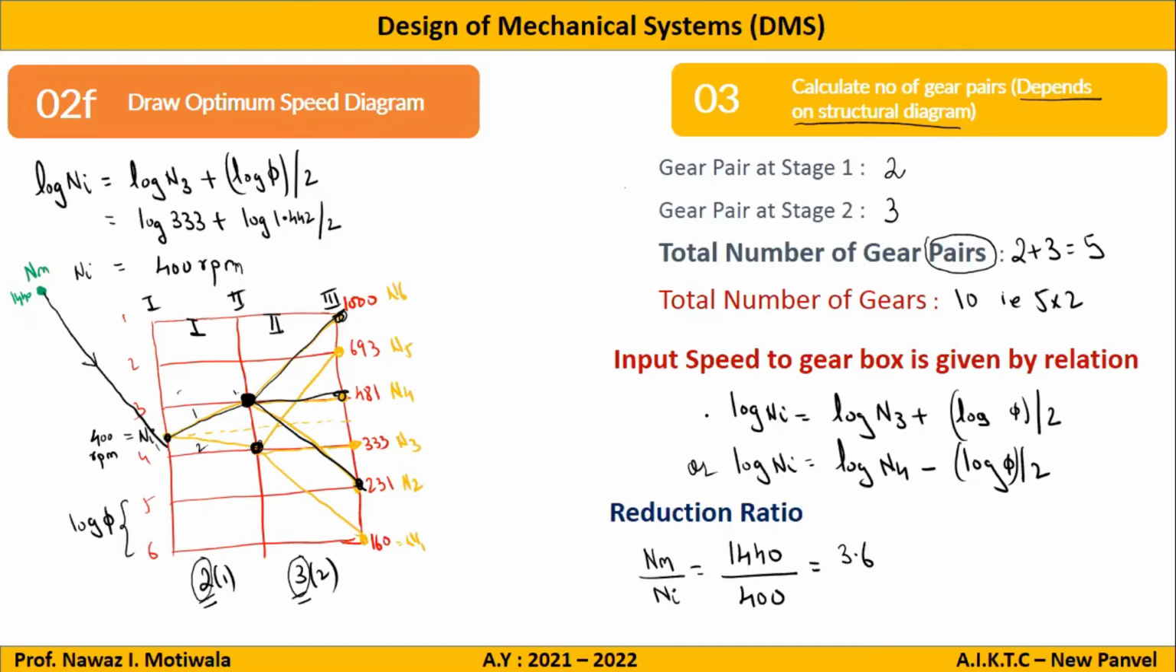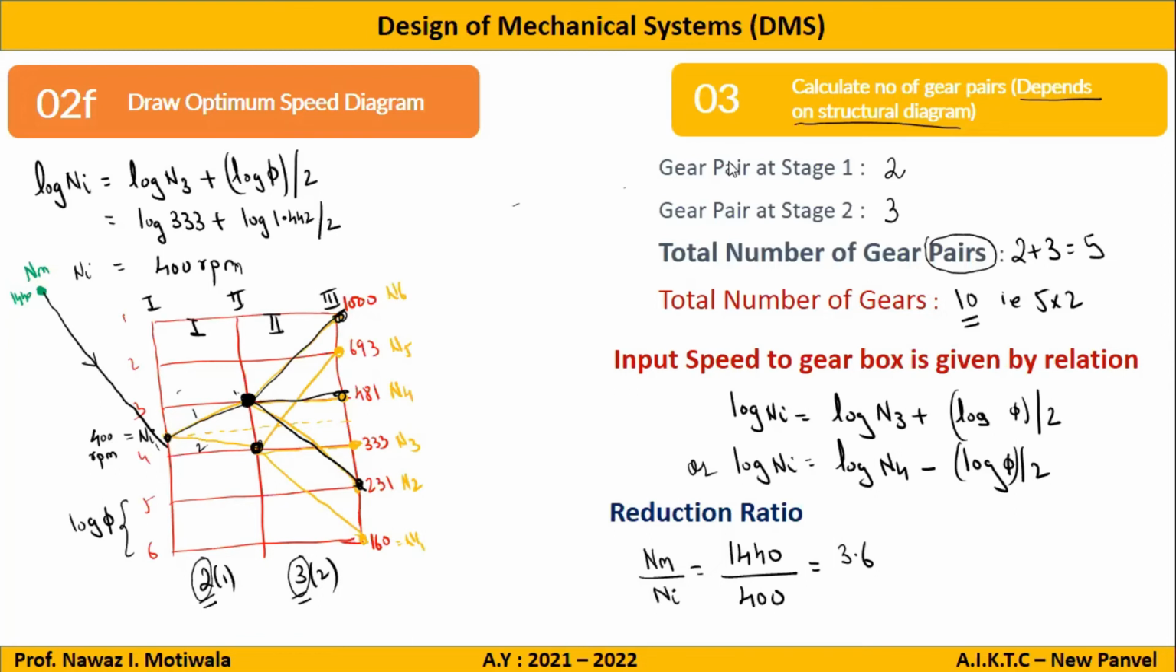Now what will be the inner mechanism of the gear and how will it work, we will see in the next slide. Now the number of gears is 10, so what will be the number of teeth on each gear? That we have to decide.